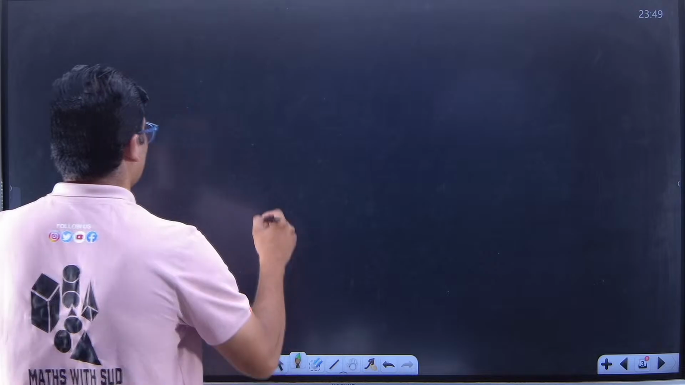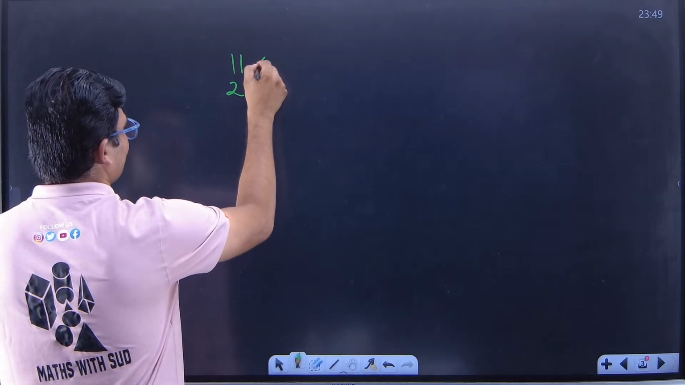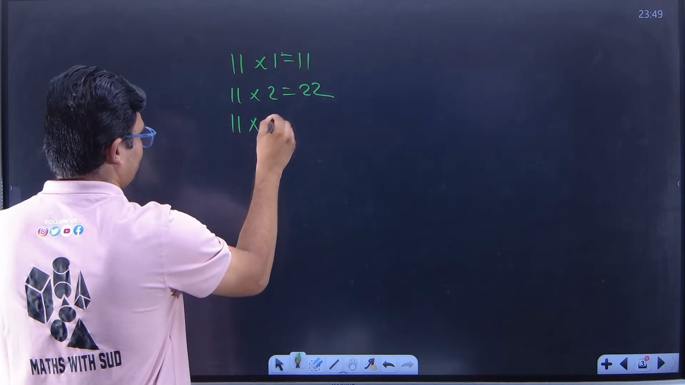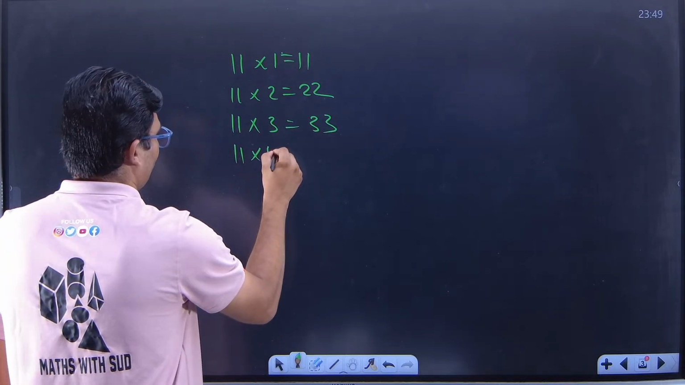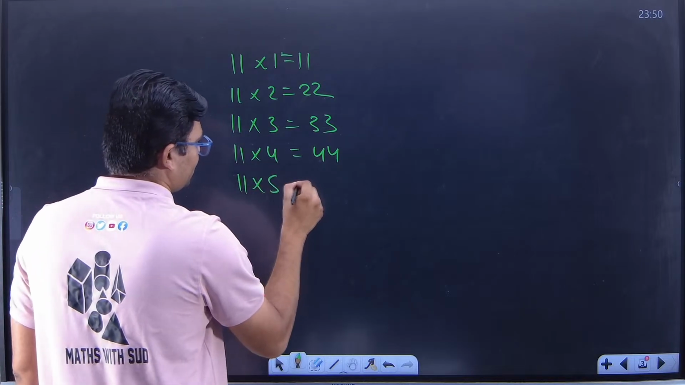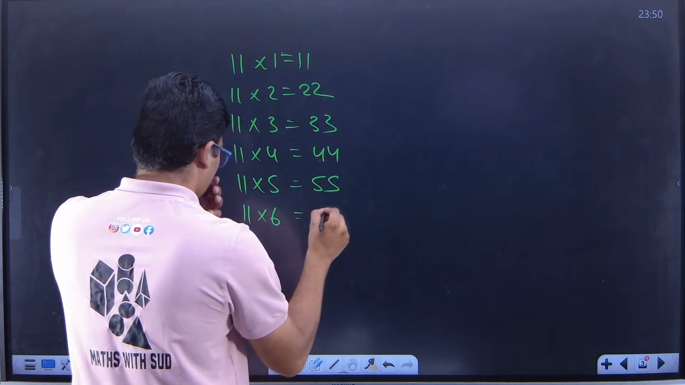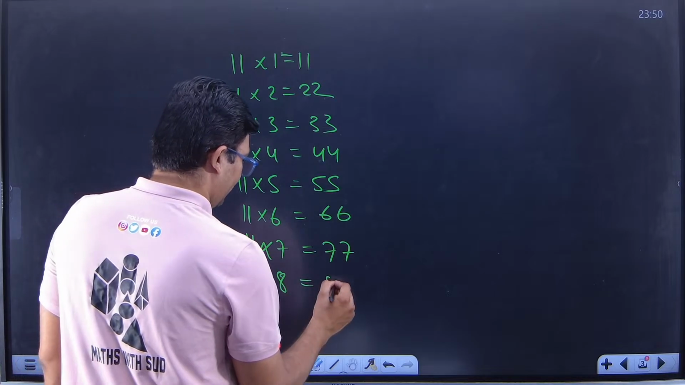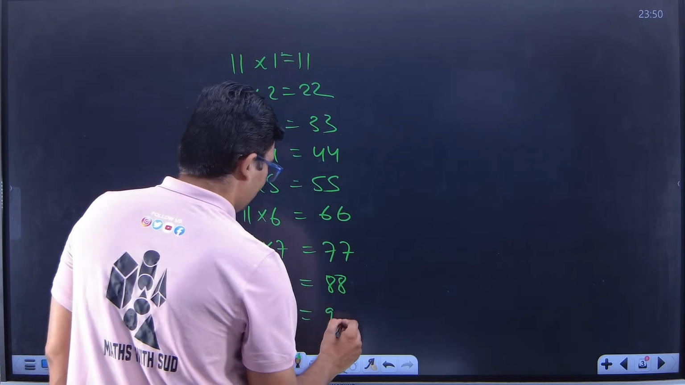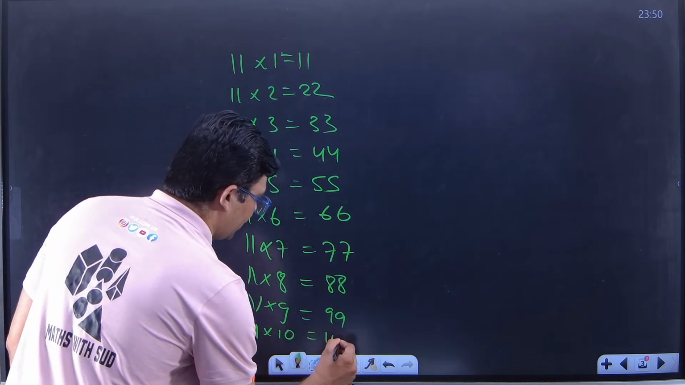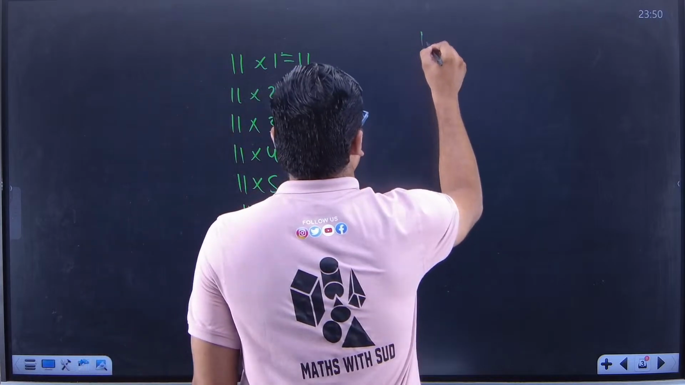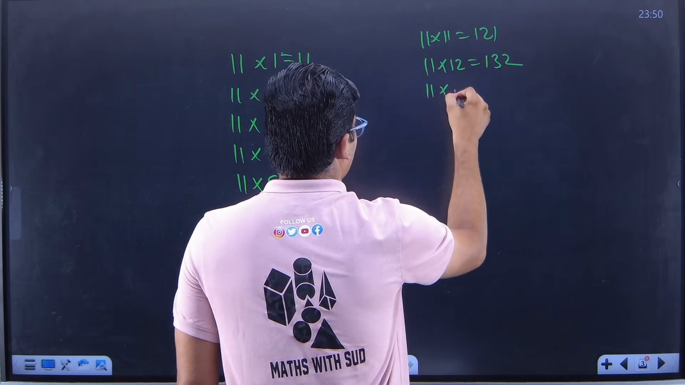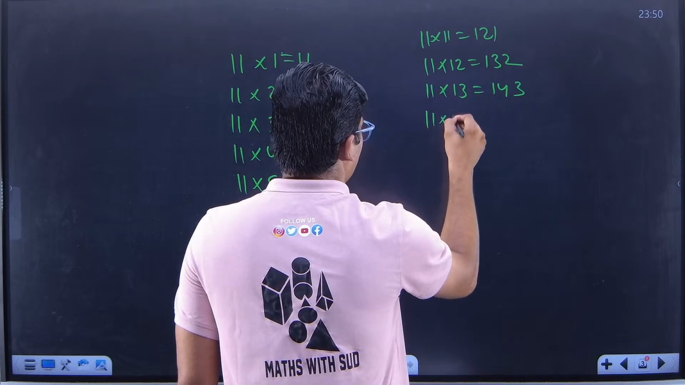let us take some numbers. If I do the table of 11, it is 11 into 1 is 11, 11 into 2 is 22, 11 into 3 is 33, 11 into 4 is 44, 11 into 5 is 55, 11 into 6 is 66, 11 into 7 is 77, 11 into 8 is 88, 11 into 9 is 99, 11 into 10 is going to be 110. 11 into 11 will be 121. 11 into 12 is going to be 132. 11 into 13 is going to be 143. 11 into 14 is going to be 154.